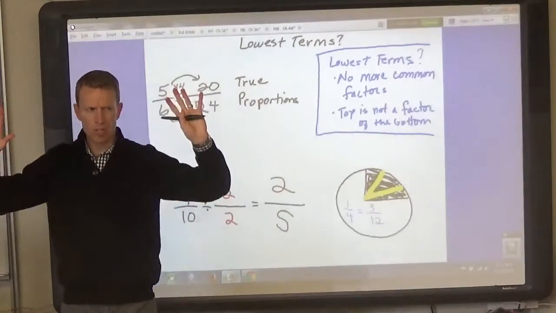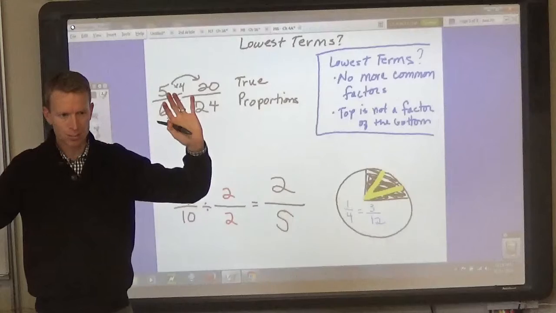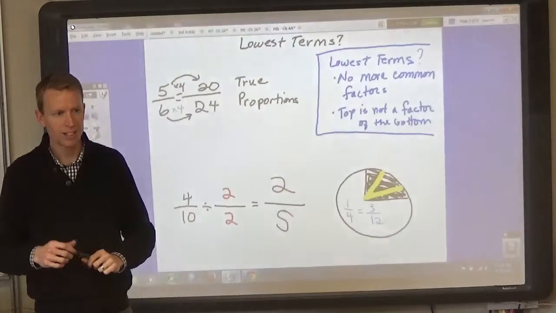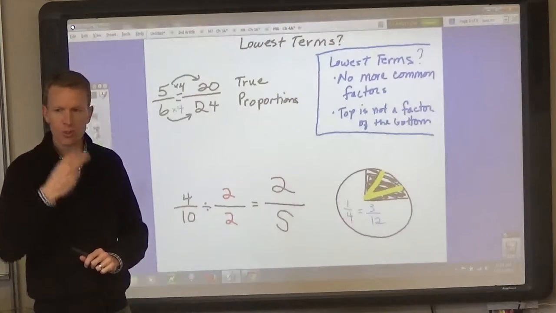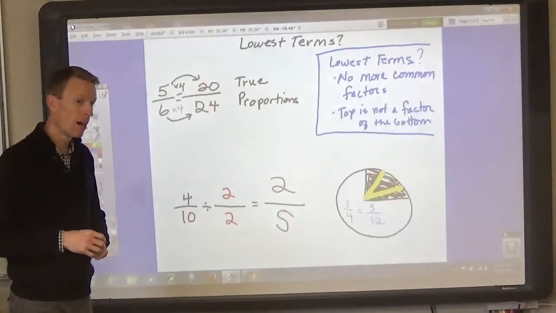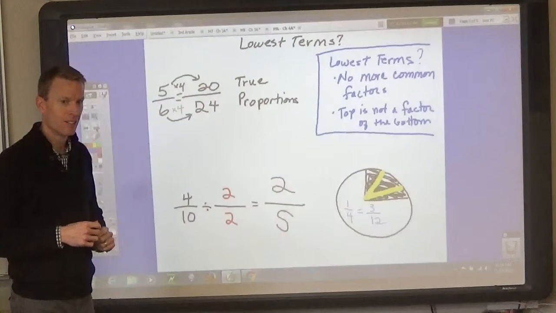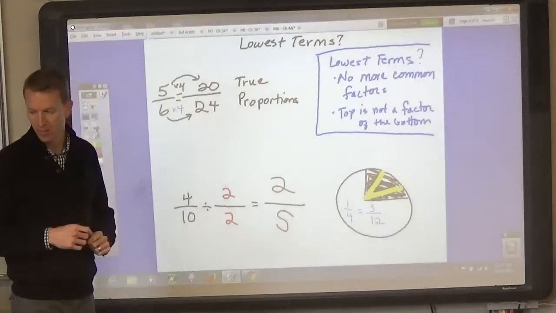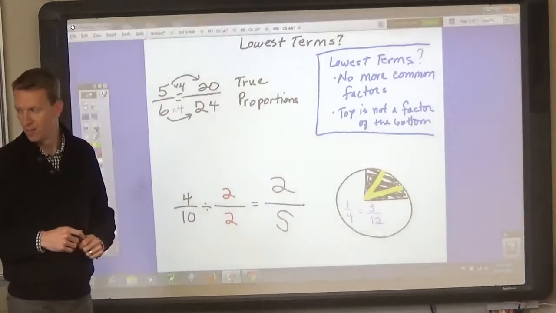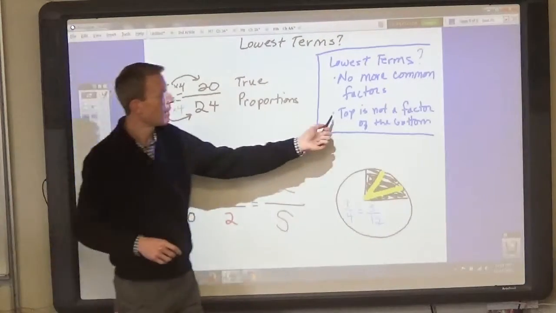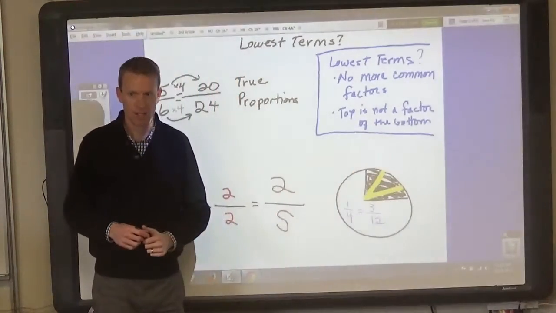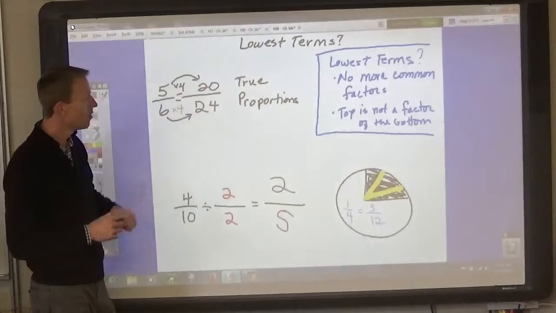So if you have two even numbers, do you have simplest form? Do you have the lowest terms? No, because they can both be divided by 2. So one of them is probably going to be an odd number. Right? If you have lowest terms, then the top number is not a factor of the bottom number. In other words, the top number does not go into the bottom number.